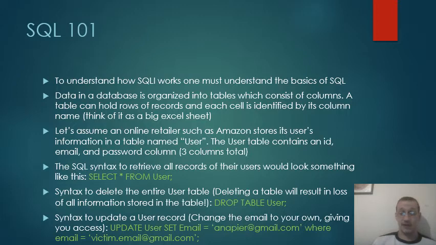Syntax to update a user record: you could change the email to your own, basically giving you access to a user's account. It would be UPDATE user, which is the table name, SET email, which is one of the columns, equal to anapier@gmail.com, WHERE email equals and then the victim's email address. So effectively, this would find their account in the user table where their email is equal to victim.email@gmail.com, and then it would change it to my email right here.